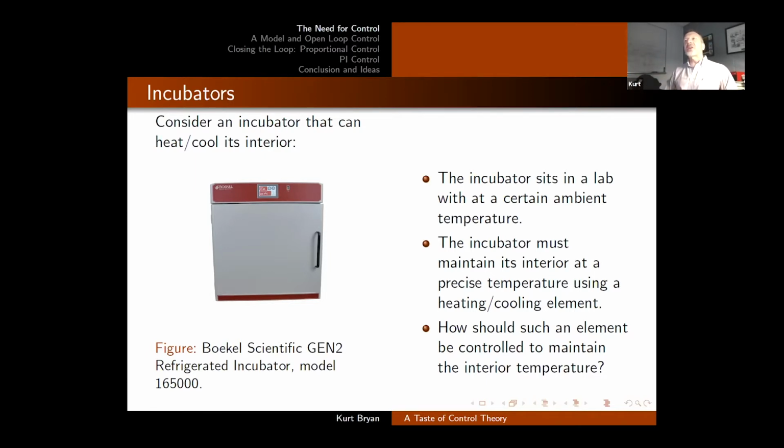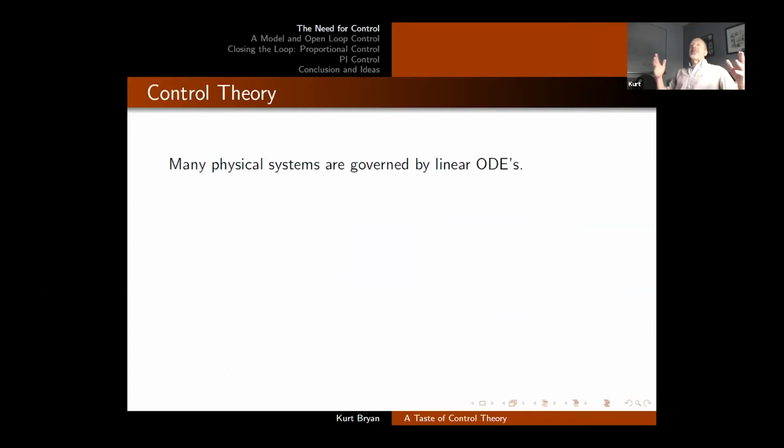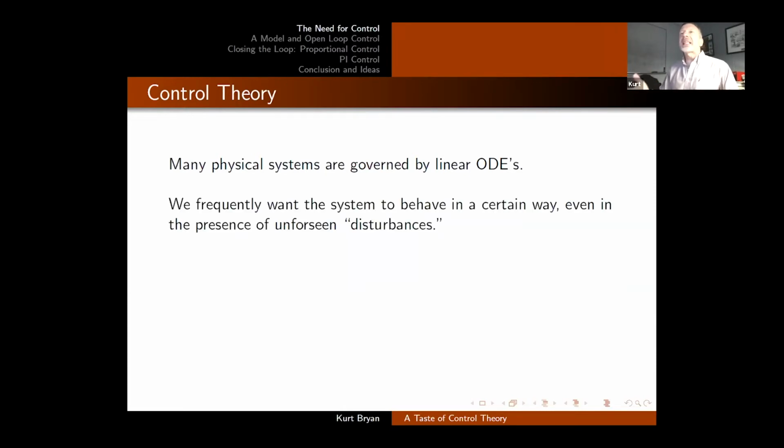It turns out it's not quite as straightforward as you might think, but it's a beautiful application of the Laplace transform. So this represents a lot of applications in engineering: a physical system that is governed by a linear ordinary differential equation. We're going to model it with Newton's law of cooling. And we want the system to behave in a certain way that we choose, even in the presence of what are called disturbances in the system. The ambient temperature in the lab changes, other things can change, and the incubator still has to maintain its precise internal temperature.